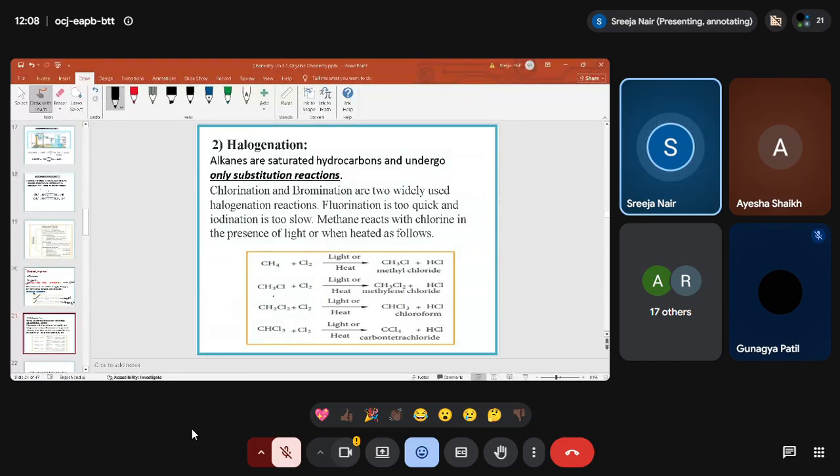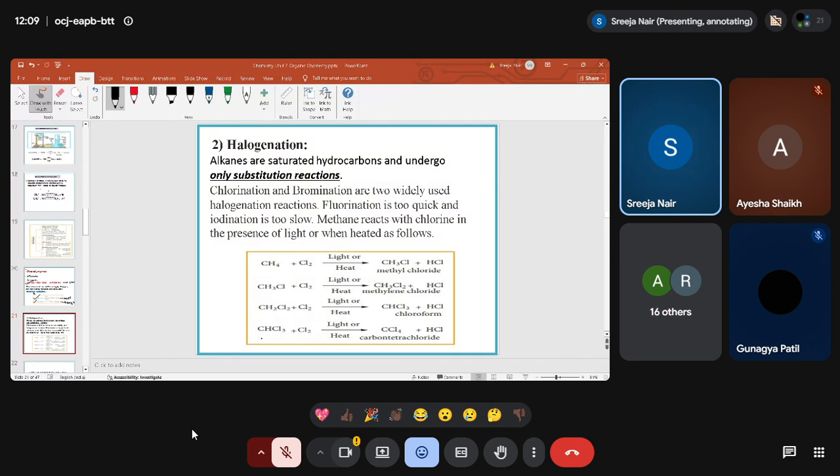So this chloromethane, when it reacts with chlorine gas, results in the formation of dichloromethane. Then this dichloromethane, when it reacts with the next molecule of chlorine, gives the trivial name chloroform. And what will be the IUPAC name? The IUPAC name will be trichloromethane.